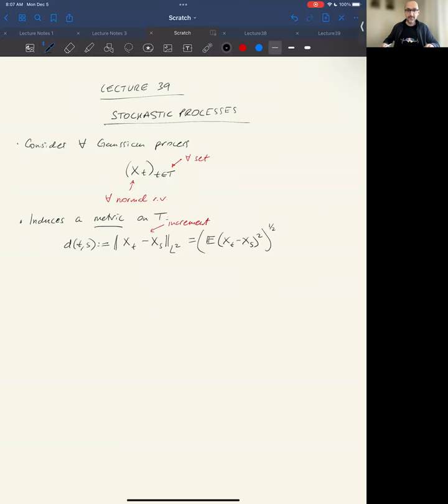Okay, so this is a trivial thing, but it's a miracle. Now T is automatically a metric space. There is automatically some geometry on T. Let's explore this a little bit on specific examples. Let's say we have Brownian motion.